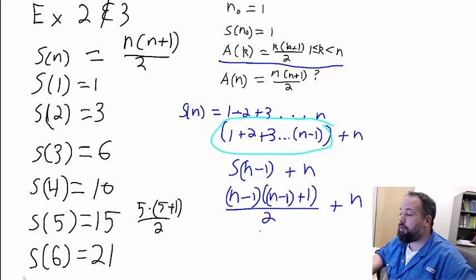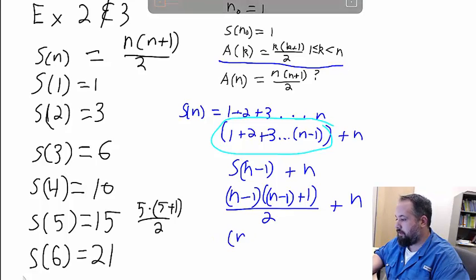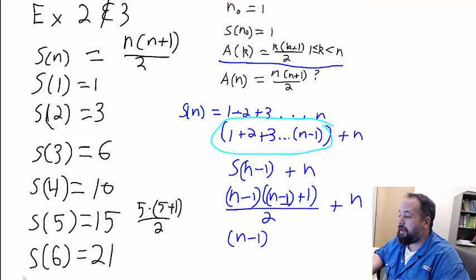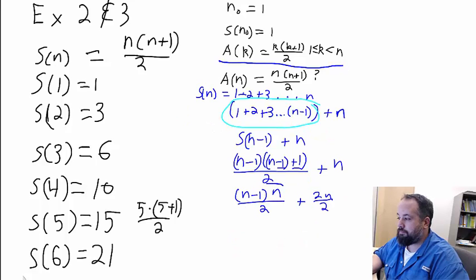Okay, so now we need to do a little bit of algebra. This is going to become n minus 1 times minus 1 plus 1. Those cancel each other out. We're going to get n, and that's still over 2 plus. We need to get a common denominator so we can add these two together. We're going to get 2n over 2.